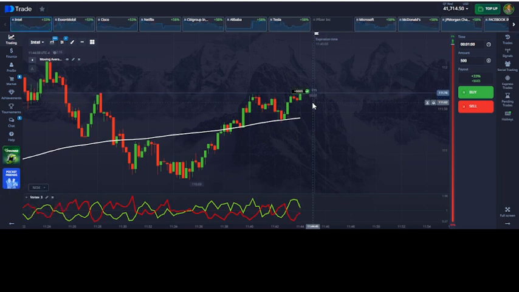Okay, so that trade was in the money. We had a very good session here. I believe we were 5 for 5.